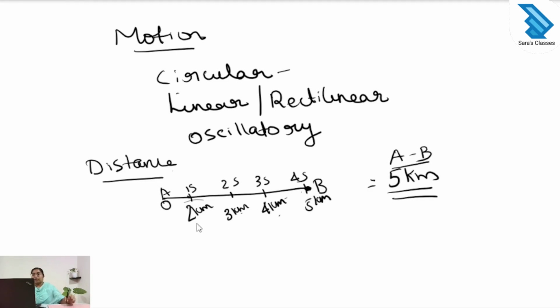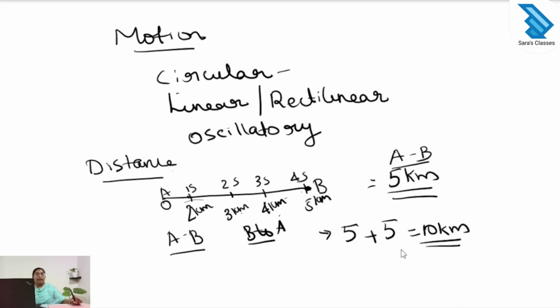Next we have to see the distance covered by the object from A to B and from B to A. From A to B, how much distance is covered? 5 kilometers. And when it is moving from B to A, it also travels 5 kilometers. So what is the total length it has covered? It has covered 10 kilometers. From A to B it is 5 kilometers, and from B to A it is also 5 kilometers. So in total it has covered 5 plus 5, 10 kilometers.